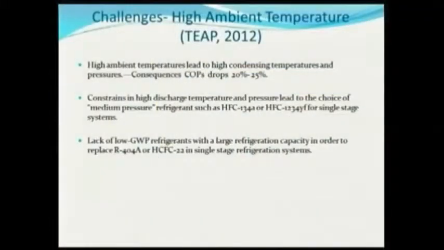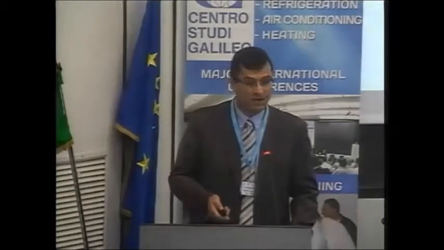Challenges in high ambient temperature: the TEAP report 2012 has mentioned some issues with high ambient temperature. For example, the COP drops by 20 to 25 percent at high ambient temperature. Constraints in high discharge temperature and pressure lead to the choice of medium pressure refrigerants such as HFC-134a, and there is a lack of low GWP refrigerants with large refrigeration capacity to replace R-404A and HCFC in small units. So again, there are big issues in high ambient temperatures, big studies need to be done, and I think there are projects already underway by the United Nations, by UNEP, to look into this high ambient temperature work.